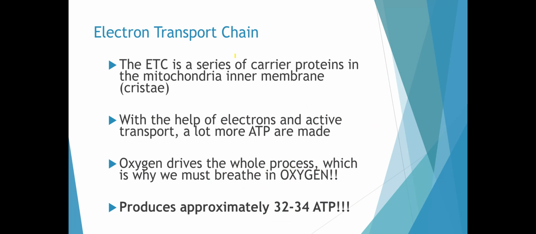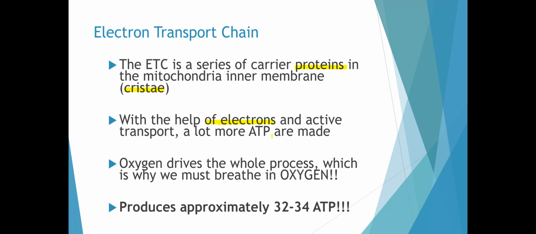The electron transport chain is a chain of proteins. We are now in the mitochondrial cristae, or that inner membrane. Those are those little membrane folds that we looked at. These are just proteins that are embedded in that membrane. Now, this is where we're going to use those electrons that have been carried by our electron carriers. They're going to be important here, and they're going to help us produce a lot more ATP.